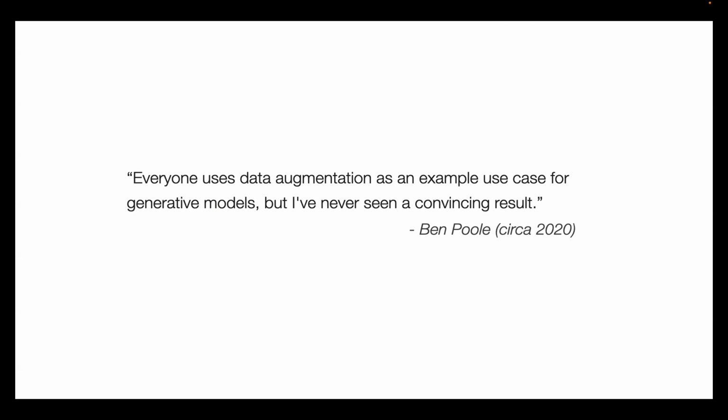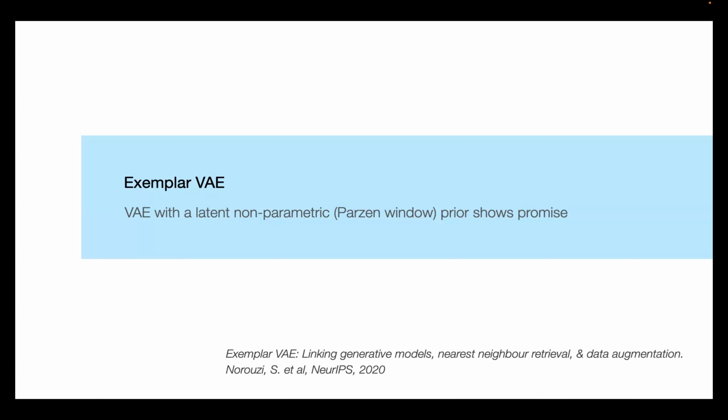Okay, and now what I want to do is just talk about a couple of different examples of generative models that we've played with recently that I think show really promising performance. And the first, historically, is a version of a variational autoencoder. It was a project led by Sajjad Nuruzi in my lab at the University of Toronto.